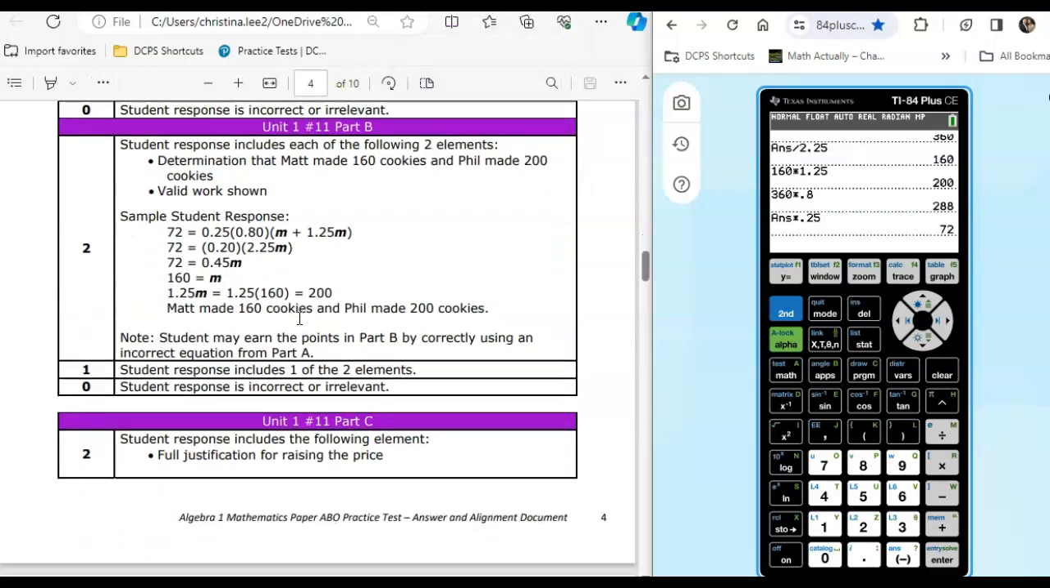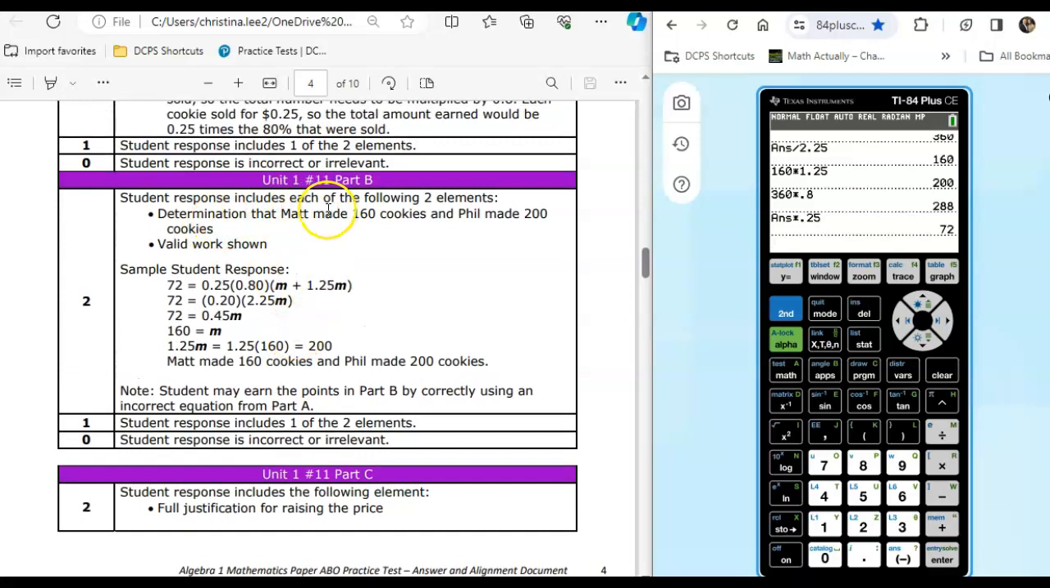Now let's look and see the rubric. It says student response includes each of the following two elements: determination that Matt made 160 cookies and Phil made 200 cookies. So you need to get the answers, right? And then you needed to show this work.